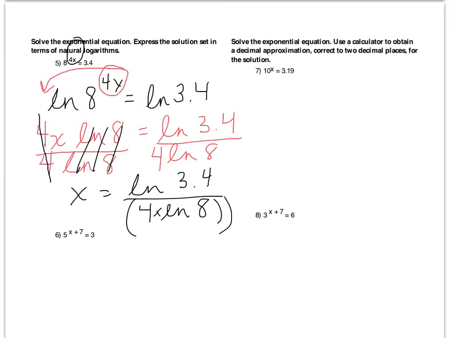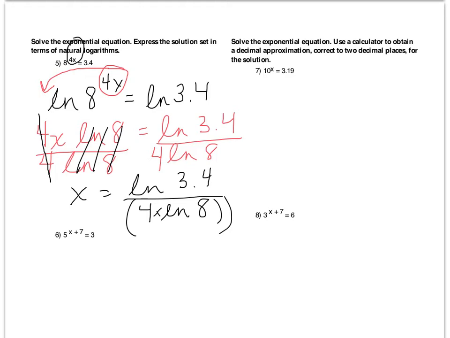Okay, if you got 0.63, you have to use parentheses correctly. Let me see if I can figure out what you guys are doing. Natural log 3.4, close parentheses, divided by 4 times 8.